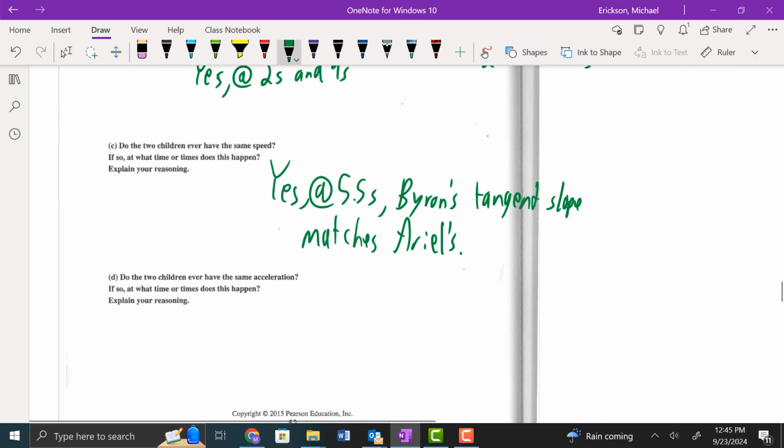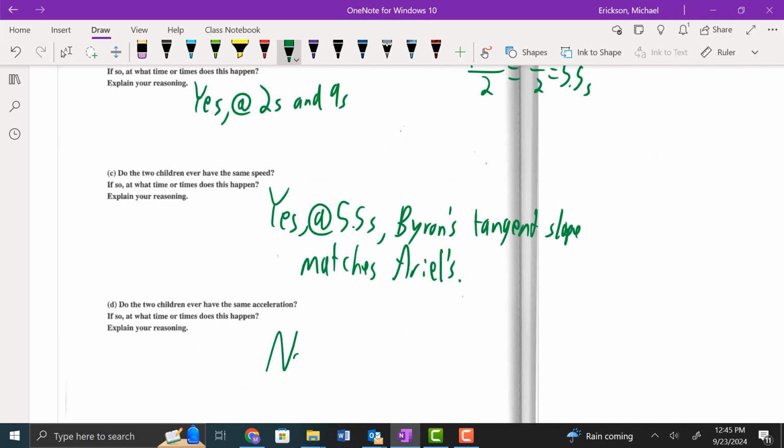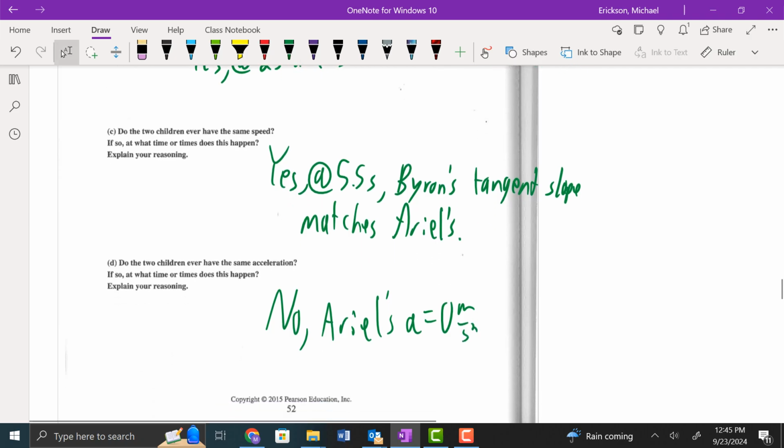Do they ever have the same acceleration? And so the answer is no. Ariel has an acceleration of 0 meters per second squared. Byron's is always some positive number.